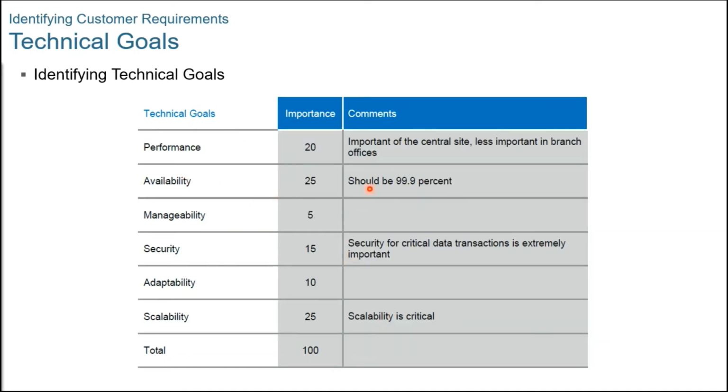Now, the table here depicts the desired technical goals that were gathered for the sample company, Corporation X, along with the importance ratings and additional comments. In this example, the designer sees that the customer places great importance on availability, scalability, and performance, which is 20. This suggests that the network design should include redundant equipment, redundant paths, and use of high-speed links and so forth. You could check other videos related to these technical items like availability, the protocols, high availability, and others.